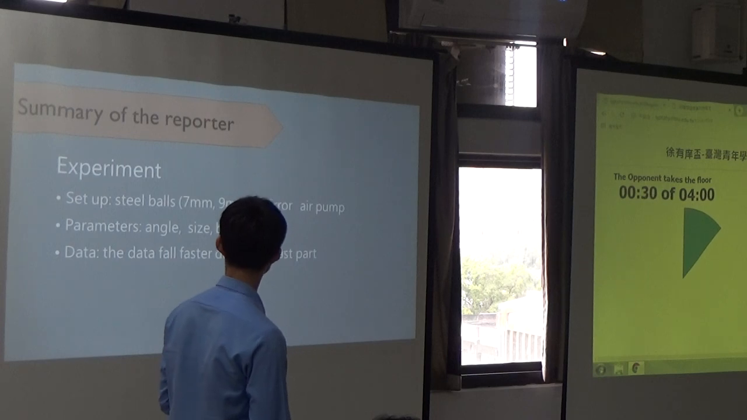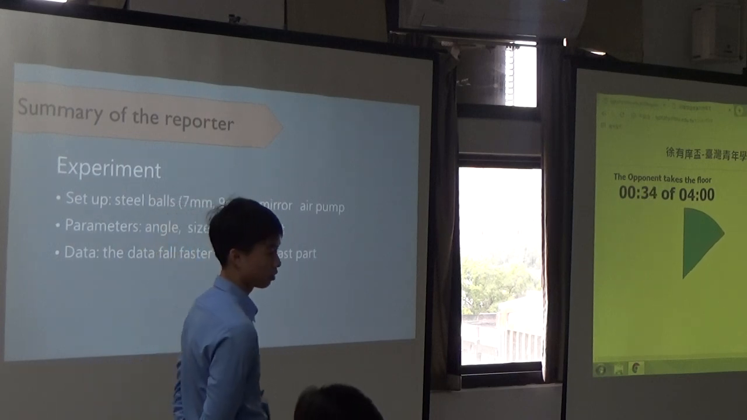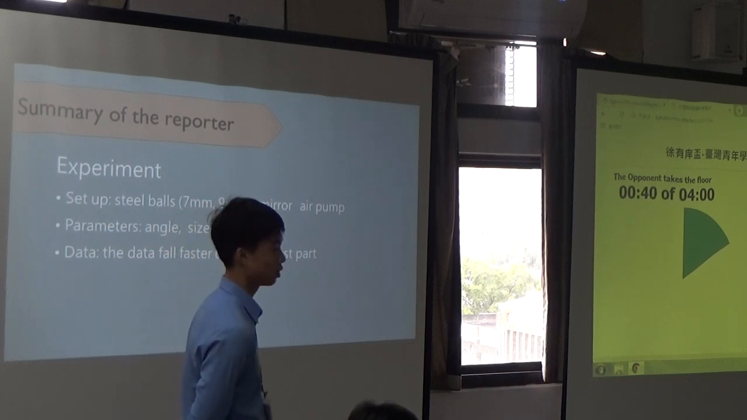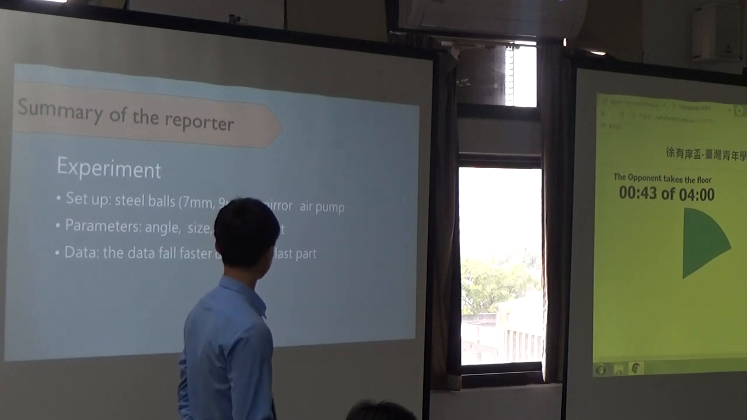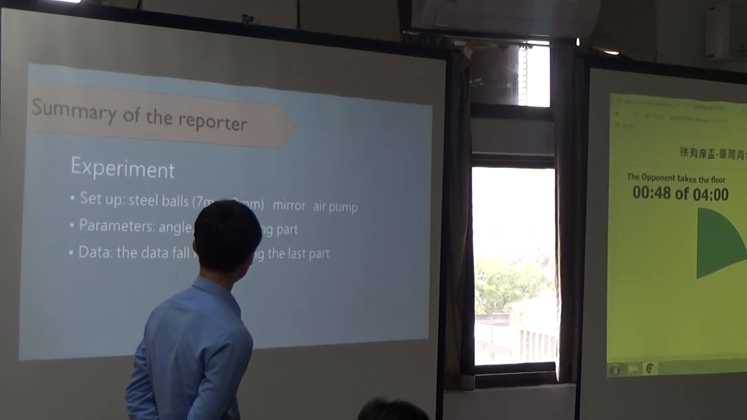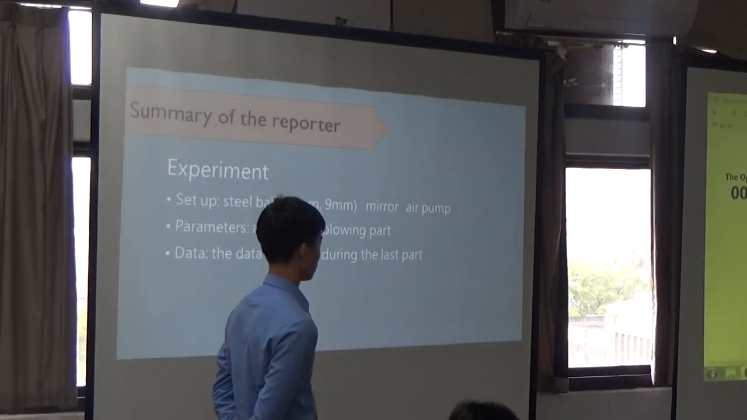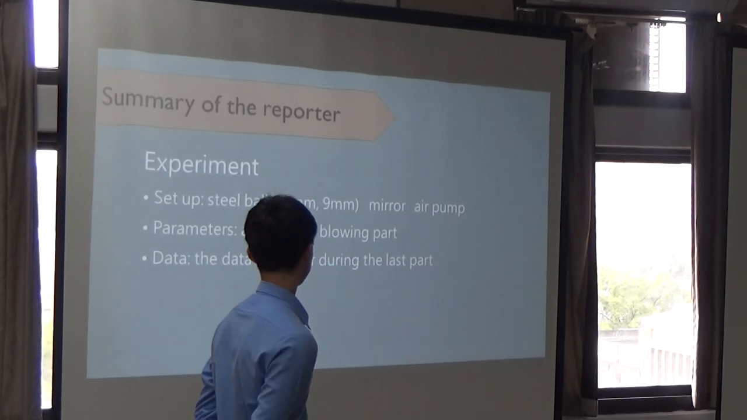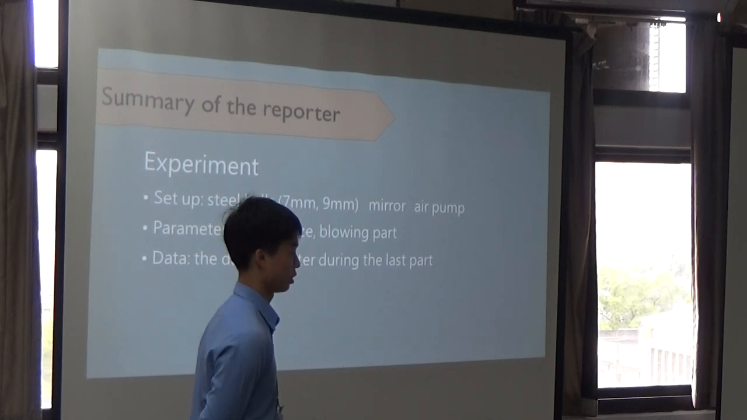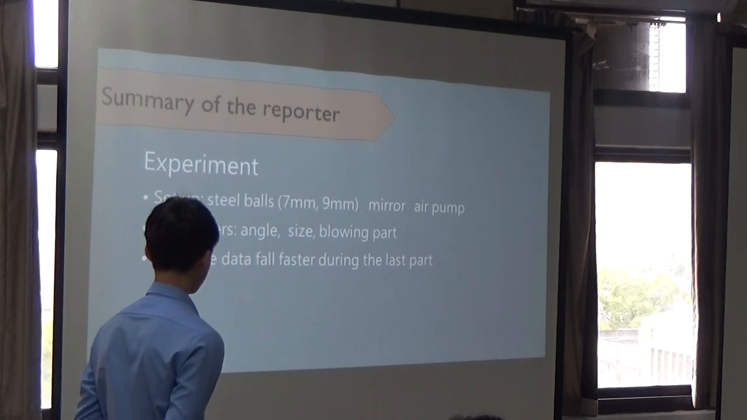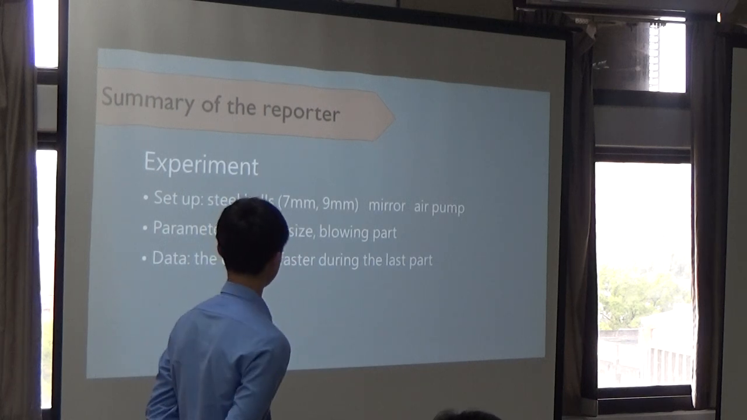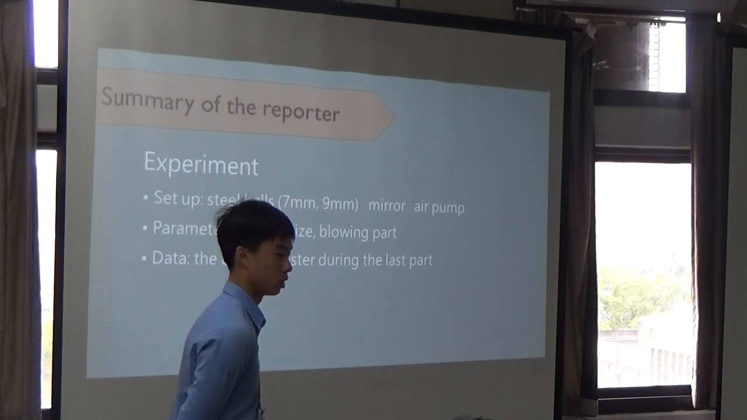This is their experiment. First, their setup. They use two kinds of steel balls, whose radius is 7 mm and 9 mm. They use a mirror as the surface and an air pump to blow it. The parameters are the angle between the horizontal and the symmetric axis, and the size of the ball. They use three directions to blow the wind. In their data, the angle falls faster during the last part because the ball will touch the ground, so they say their angular velocity will decrease abruptly.